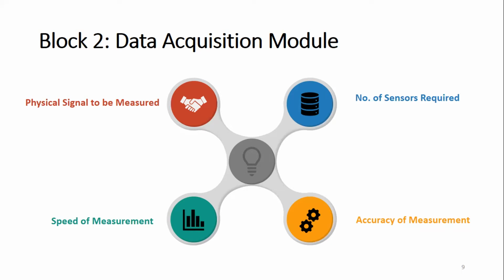And the final thing is, how much accuracy do I need in my measurement? That is the accuracy of measurement. So in other words, we could say it the resolution of the measurement. The answers to these questions will inform the requirements for our data acquisition module, as well as it will give us an idea of how much data our device will produce when it is deployed.